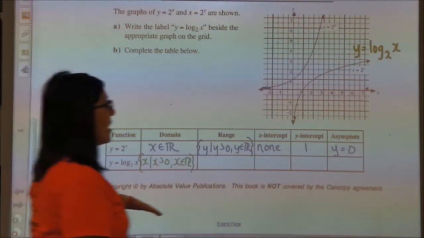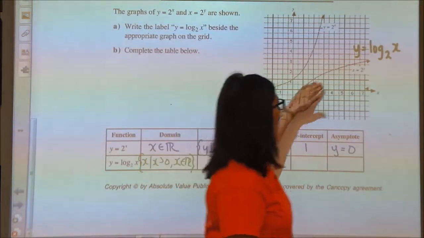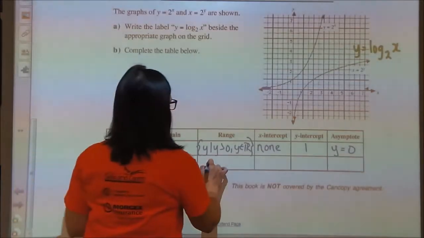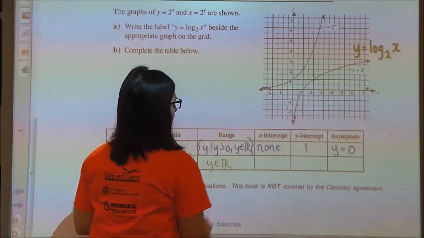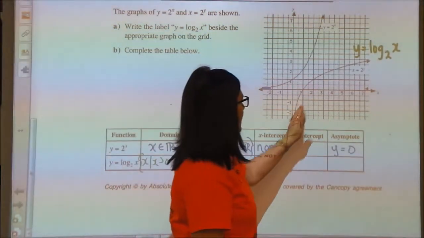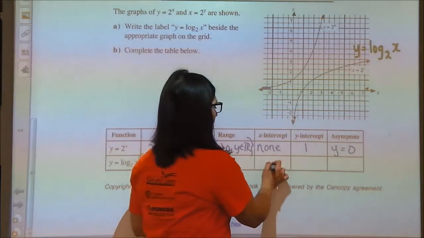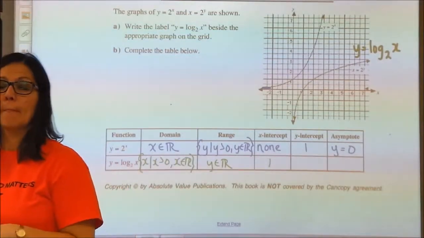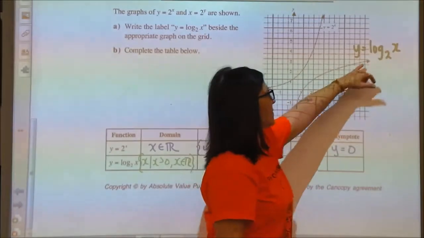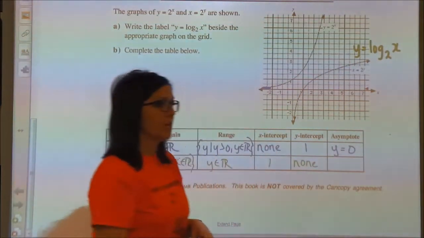My range this time, I can have negative y values. They're just going to keep getting smaller and smaller. And my y values on the other end are going to keep getting bigger and bigger. So I have no restriction. Y could be anything. The x-intercept this time, does this graph cross the x-axis? Yeah, right there, at 1 and 0. So this has an x-intercept. Does it cross the y-axis? No. It never crosses the y-axis, so I don't have a y-intercept.